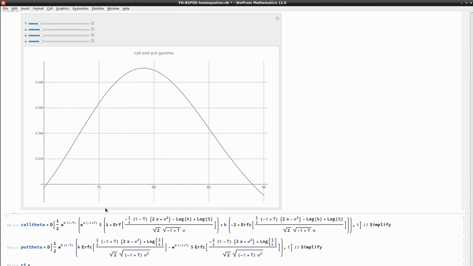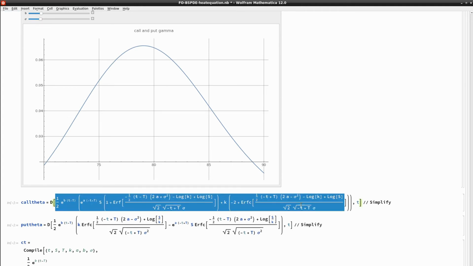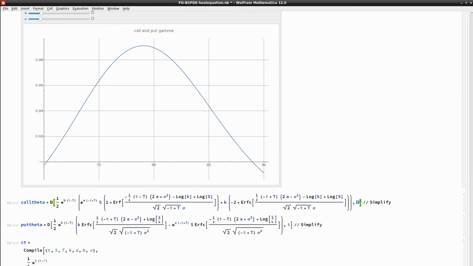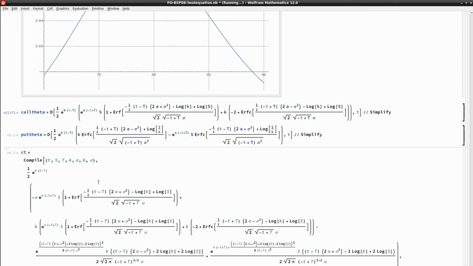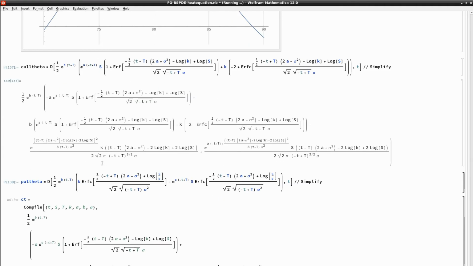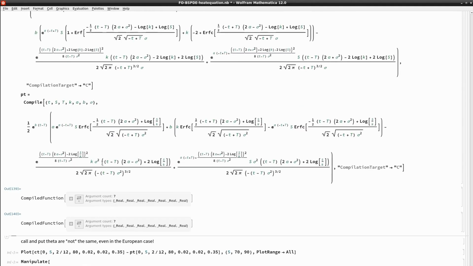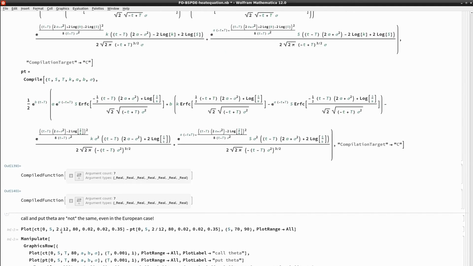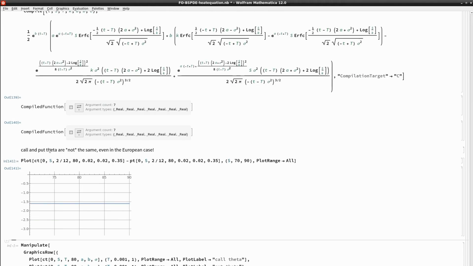Now the next derivative I want to show you is called theta, and that is the first derivative with respect to time. Okay, you see that I'm differentiating this formula with respect to t. I do it for the calls, I do it for the puts. I take these formulas and compile them because I want to have a call theta and a put theta, and this computed pretty quick. And here are my two compiled functions.